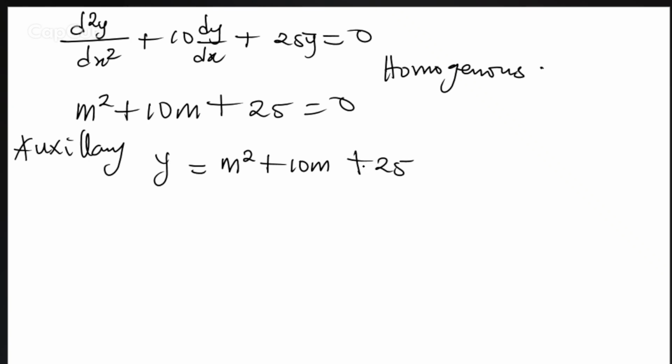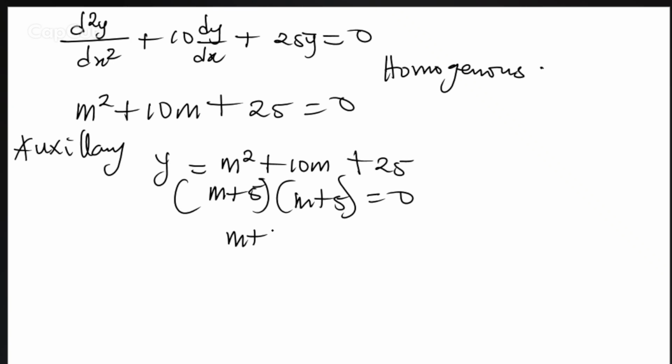If you add 5 plus 5, that will give you 10. If you multiply 5 times 5, you will get 25. So you have m plus 5 and m plus 5, such that when you expand, you arrive at the given quadratic equation. So m plus 5 is equal to 0. So m1 will be minus 5, and m2 also will be minus 5. So you can see that m1 is equal to m2.